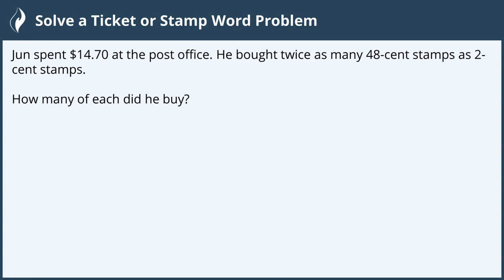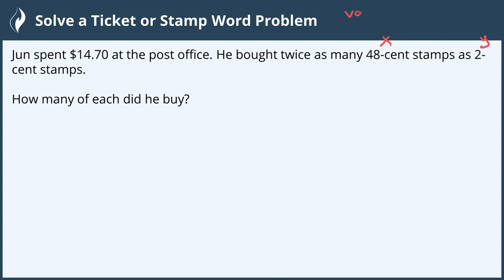We have two unknowns here, but they're both stamps. Typically for the variable, I like to use the first letter of each, and since they're both stamps, I'm going to go ahead and come up with X and Y. So the number of 48-cent stamps is X and the number of 2-cent stamps is Y.